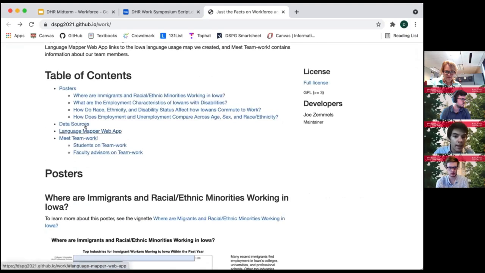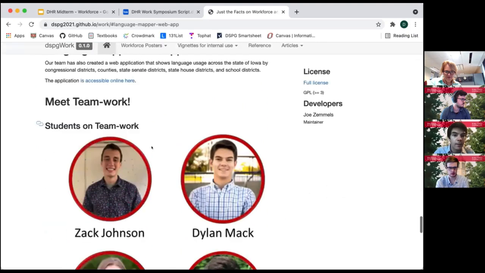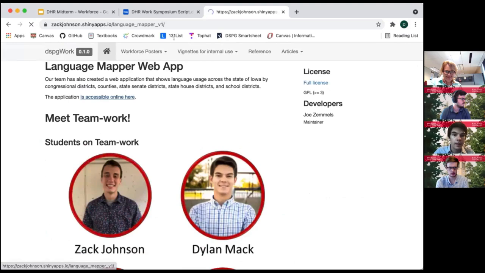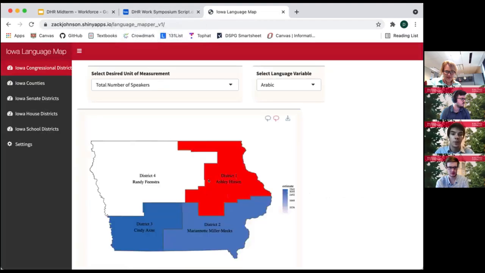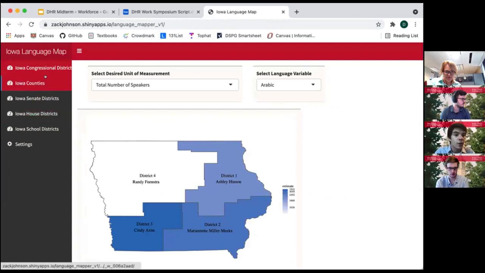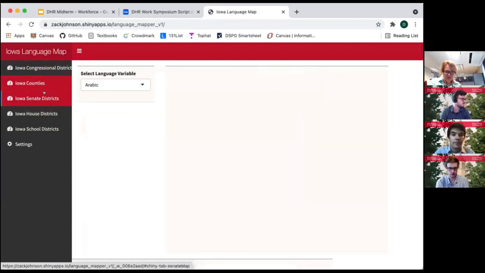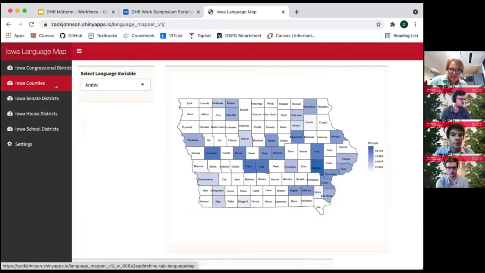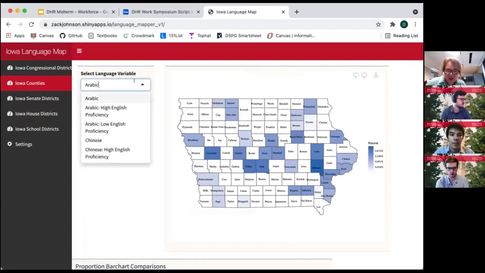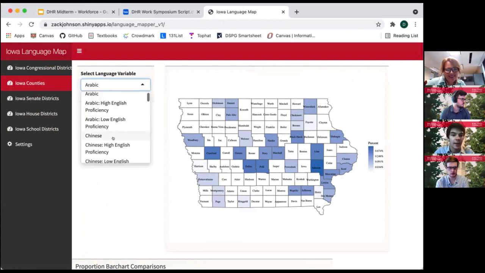Great. And then we have the last piece of information here, which is our language map, which was produced by Zach. And here we can see by various geographic breakdowns, the percent of population speaking a particular language. So this is actually interactive. You can pick your language of interest.